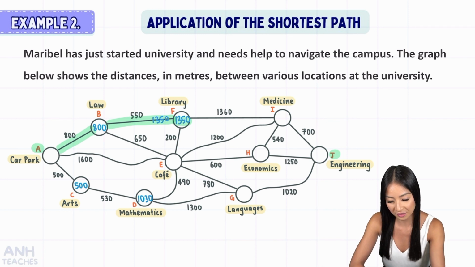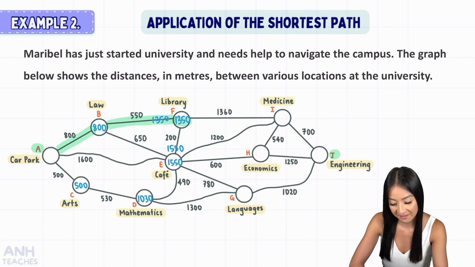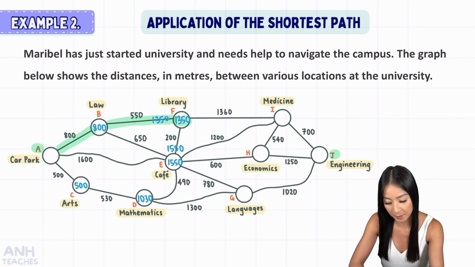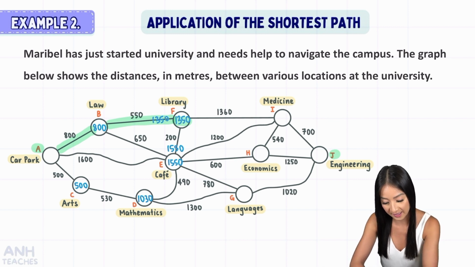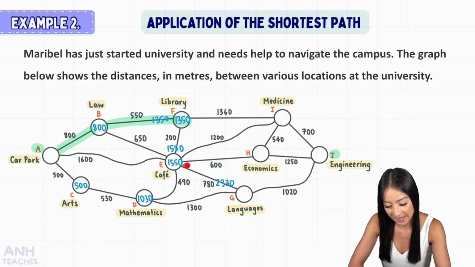So from 1,350, I can add 200. So that becomes 1,550 here at the cafe. From the cafe, I can travel to the languages building by adding 780. That's 2,330. Now from the cafe to the economics building, I'm going to add 600 to 1,550. So that's 2,150. And then I have 3 options leading to I.